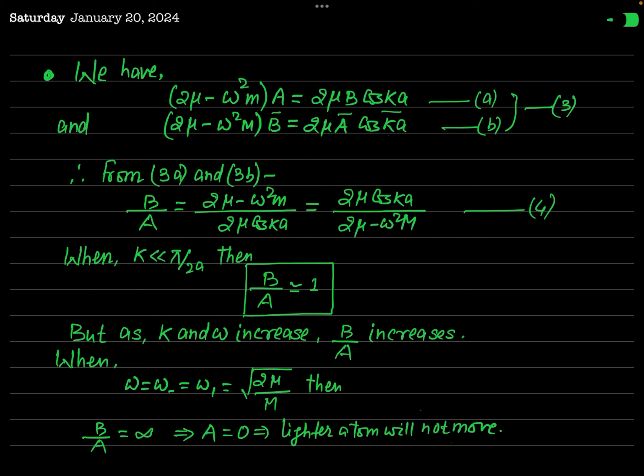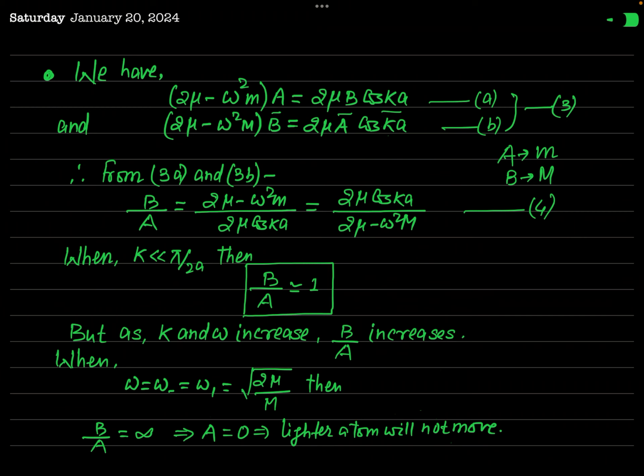Here, a is the amplitude of vibration of the small mass m, and b is the amplitude of vibration of the capital M, as we have seen earlier. Now from these two results we can relate the amplitude of vibration of the two types of atoms.